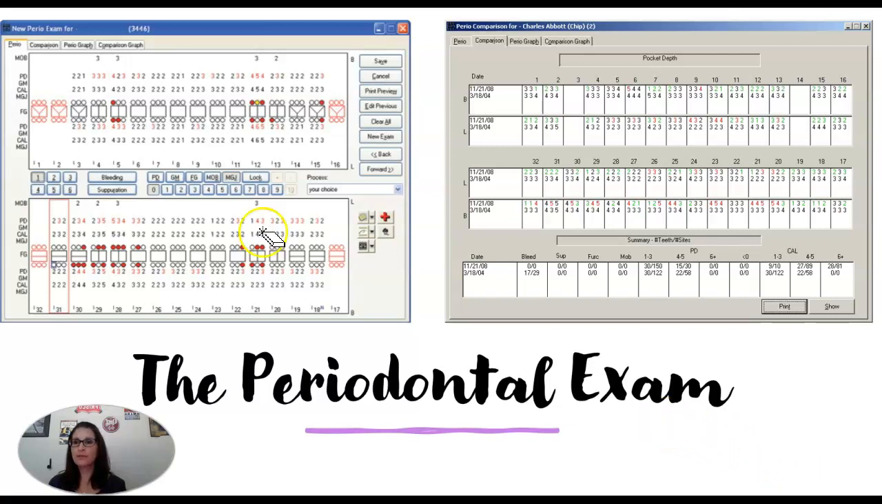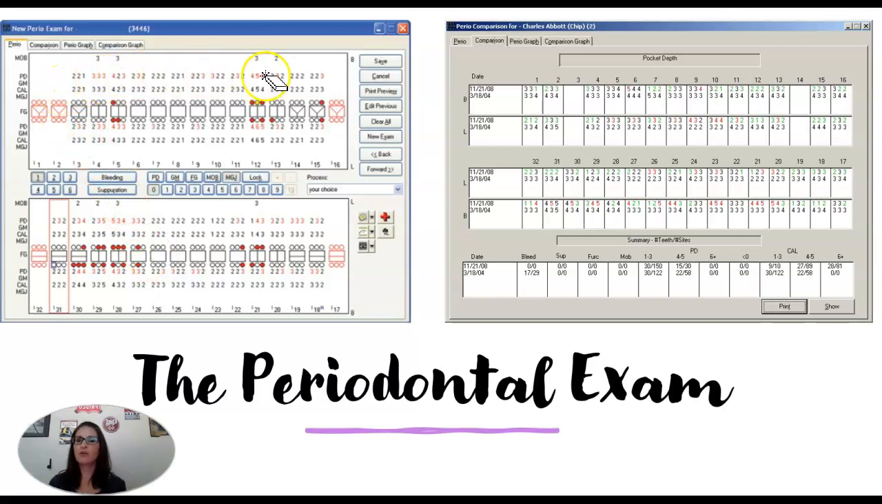So we can see here, it's indicated as PD. And like I said, all of these numbers are going to be called out. You get 3 readings for both buccal and lingual on both the maxillary teeth and the mandibular teeth.